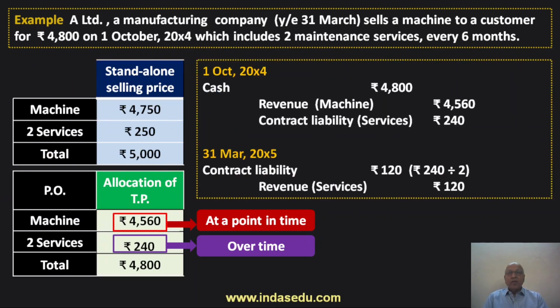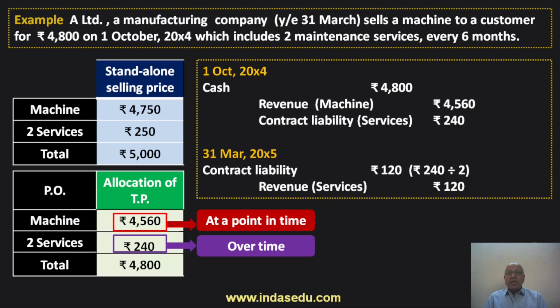Next, what are the journal entries? First entry is on this date, contract inception, 1st October. The entity receives cash 4,800. That is what? That is the transaction price. So cash is debit. How much revenue is recognized? You see this 4,800 is allocated between machine and service, 4560 and 240. So revenue is credit for 4560 for the machine and the balance 240 is contract liability.